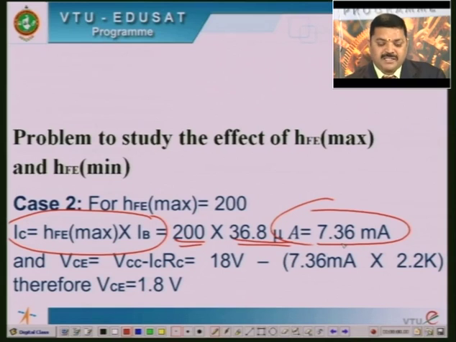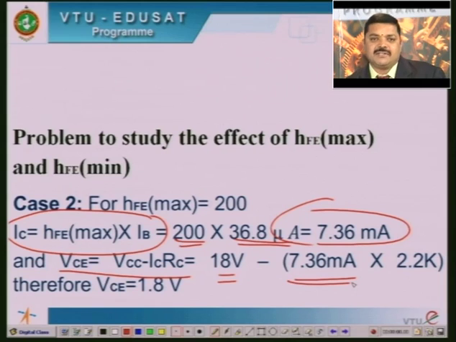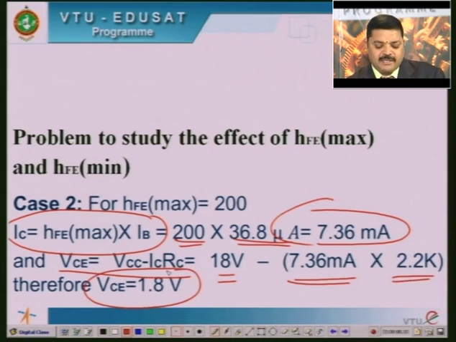All of you should find out these values and check by using a calculator. Here I have directly done and kept the answers. VCE is given by VCC minus IC into RC, which is 18 volts minus 7.36 milliamps, the collector current we got for HFE equal to 200, multiplied by RC, which is 2.2 K. Therefore, the new value of VCE is 1.8 volts.